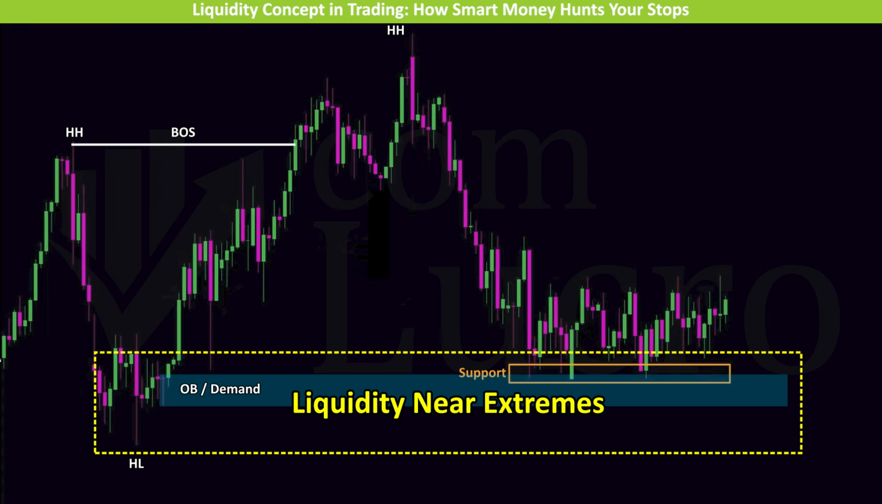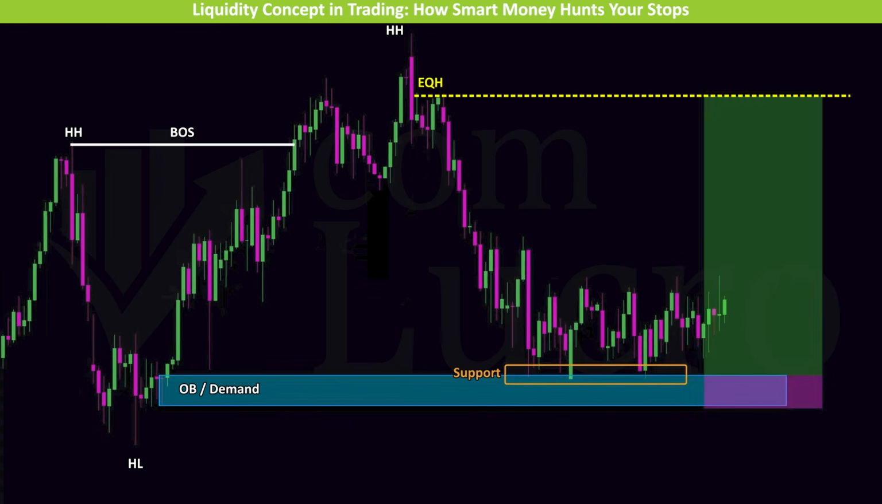So, what is the logical move? We place a buy limit directly at those equal lows. Our stop loss is placed slightly below the demand zone for protection. And for our target, we look at the equal highs above, where liquidity is also resting. Now observe what happens. Price sweeps the equal lows, triggers our buy limit, and then reverses sharply to collect the liquidity at the equal highs.